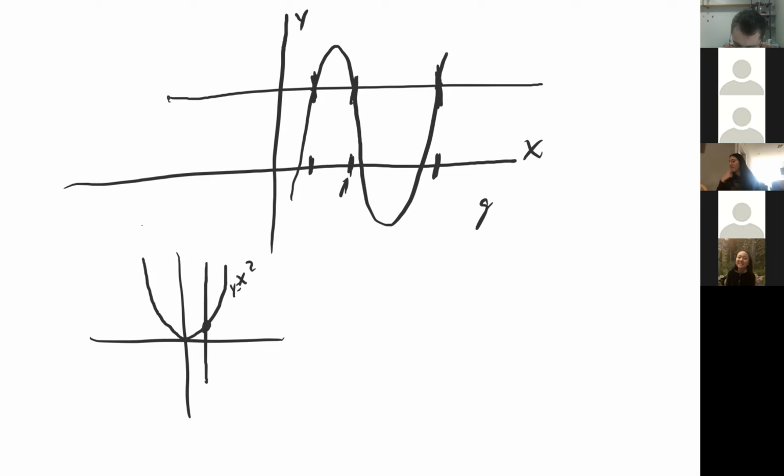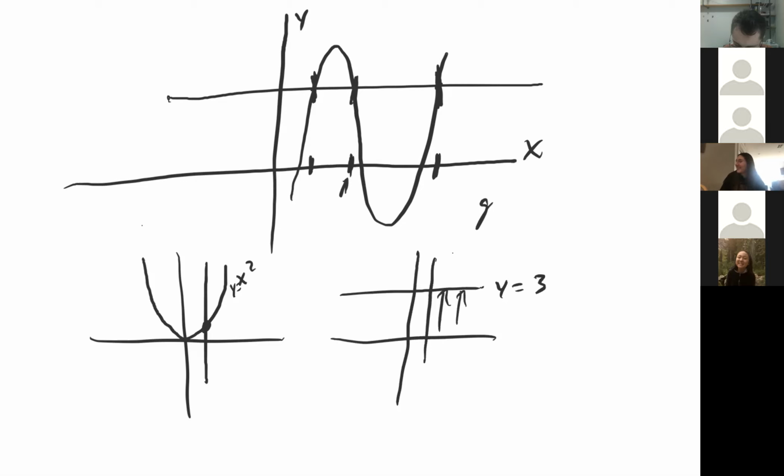And maybe an even better example is just take a horizontal line. So take the function y is equal to 3, okay? Then every value of x goes to the same value of y. The vertical line test only hits once. So it doesn't have an inverse, and the vertical line test won't tell you anything about inverses.